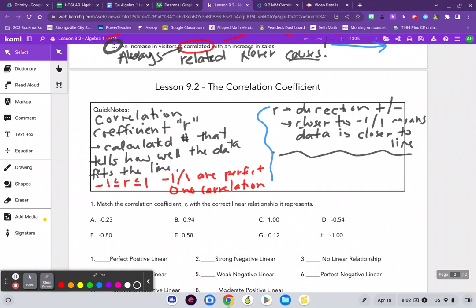All right, and then you can never claim that one variable causes another variable to happen. Never claim one variable causes another to happen. We say always correlates.